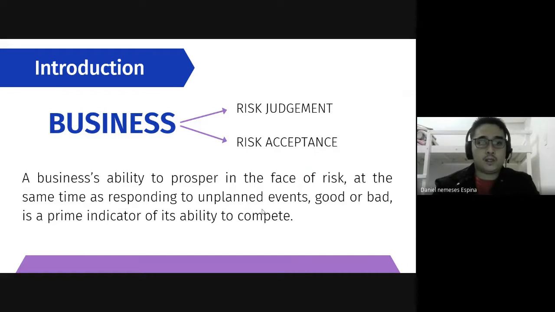So a business's ability to prosper in the face of risk, at the same time as responding to unplanned events, either good or bad, is a prime indicator of its ability to compete. So in business, we do not just consider the potential income or the potential revenue. We have to consider also the risk surrounding the business.